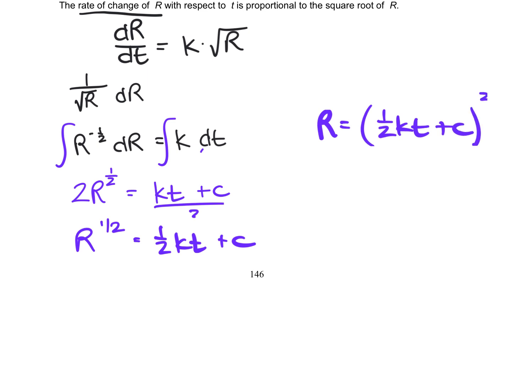If it does not give you an initial condition, you don't need to solve for c. You just need to solve for the variable on the left-hand side. And that is it.